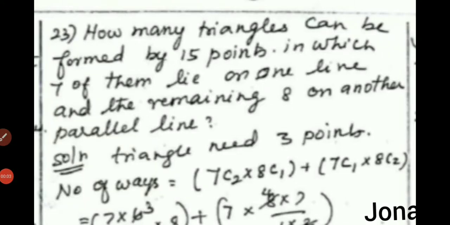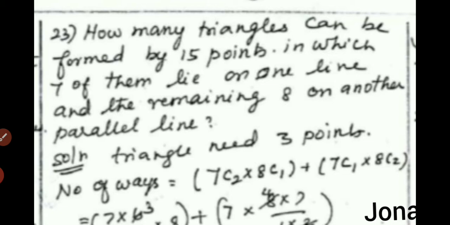23rd sum. How many triangles can be formed by 15 points in which 7 of them lie on one line and the remaining 8 on another parallel line? Okay, for a triangle we need only 3 points there. Here it's given 7 of them lie on one line and the remaining 8 on the other line. Out of three points we want to calculate the number of ways here.